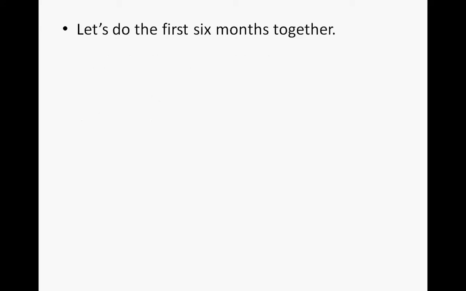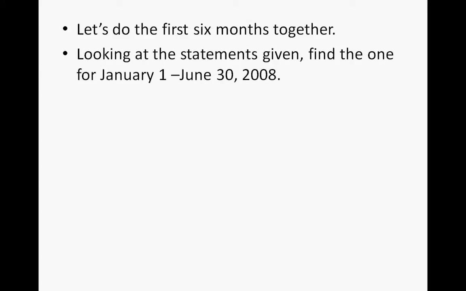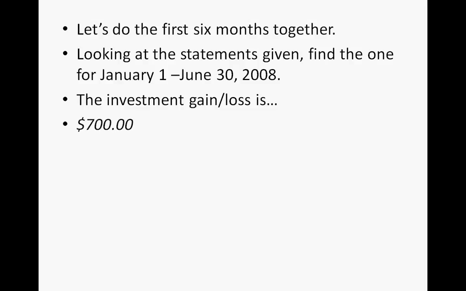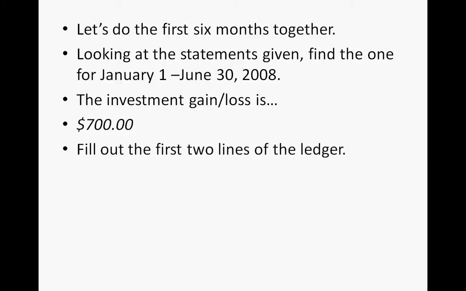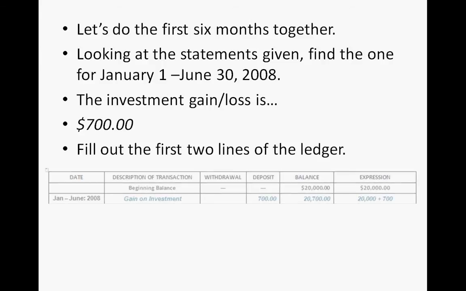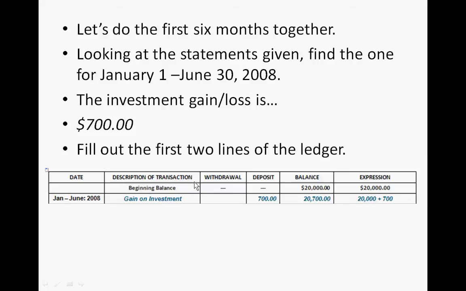So let's do the first 6 months together. Looking at the statements given, find the one for January 1st through June 30th, 2008. The investment gain or loss is $700. So we're going to fill out the first 2 lines of the ledger. They give you the beginning balance of $20,000, and the expression is just that. $20,000 is an expression, it's a value.